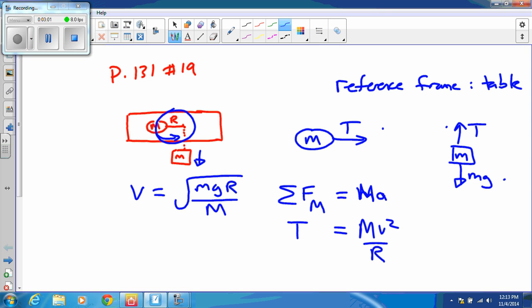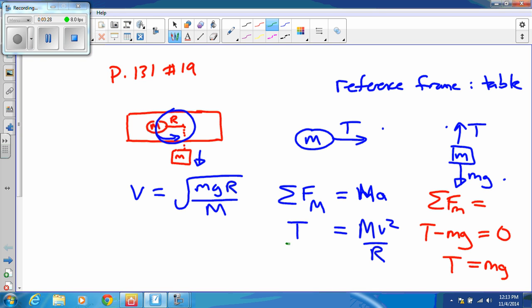And that's that. Now over here, for the little mass, the sum of forces on little mass m is going to be T minus mg. And that is equal to mass times acceleration. But this mass, if we observe its motion, is not moving at all. So the acceleration is 0. And therefore we get the tension is equal to mg.